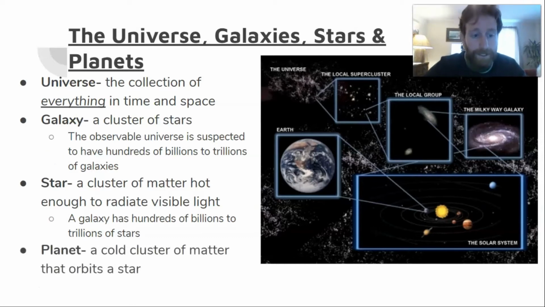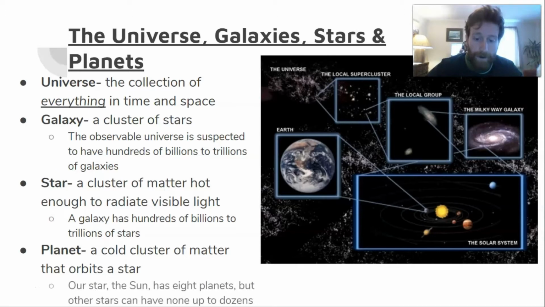And then lastly, a planet is a cold cluster of matter that orbits around a star. So it's not hot enough to radiate its own visible light. And our star, of course, the sun, has 8 planets, but other stars could have none, or they could have dozens. It's really hard to detect planets around other stars, what we call exoplanets, because of the brightness of the star itself. Think about looking for a firefly next to a lighthouse.